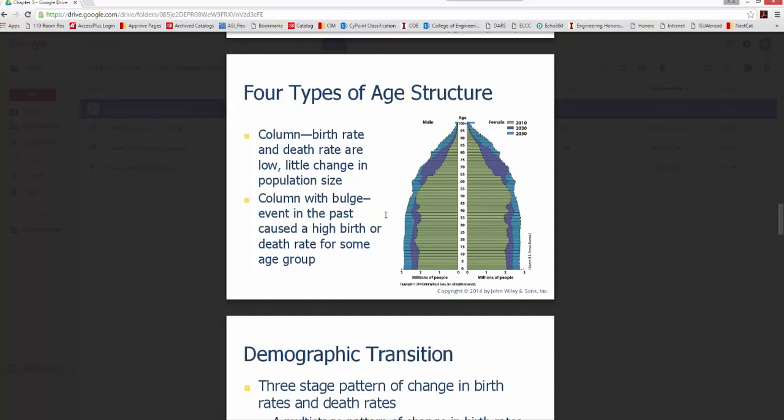Another type of age structure is what we would call a column, and that means that both the birth and death rates are low, so there's basically little change in population size. So it's literally like a column.